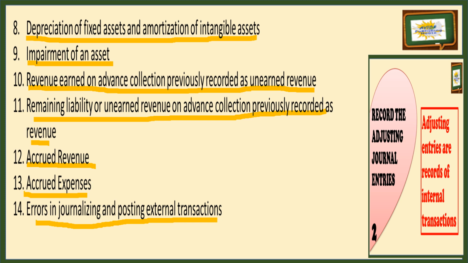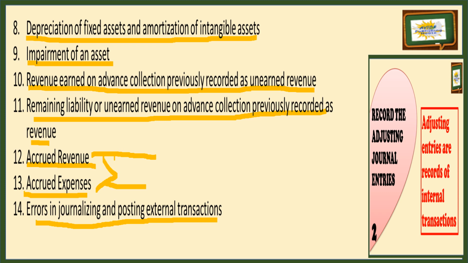So, as shown in this list, adjusting entries commonly consist of 4 types, which are accruals. Accrued revenue is an income already earned but not yet received. Accrued expenses are expenses already incurred but not yet paid.